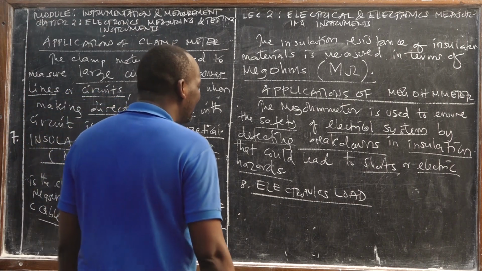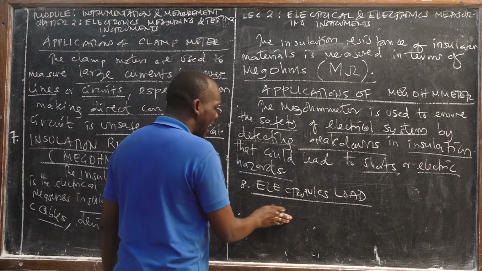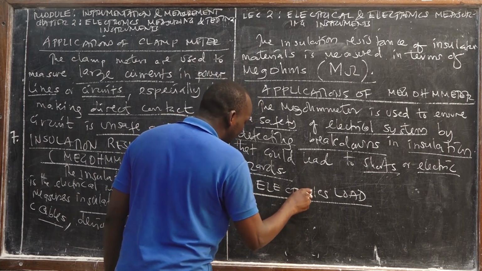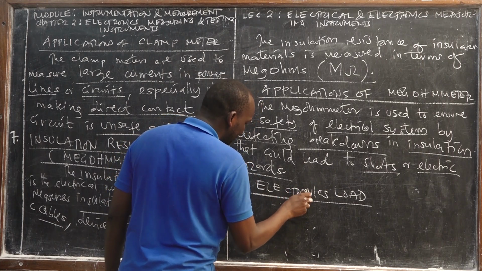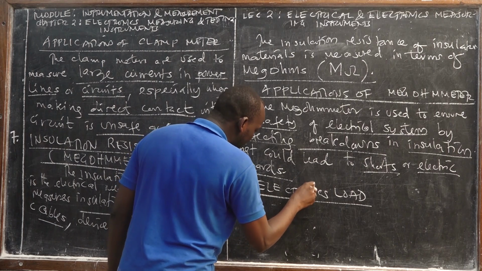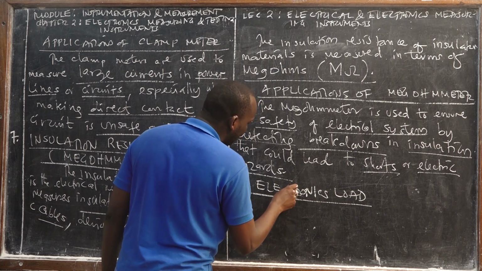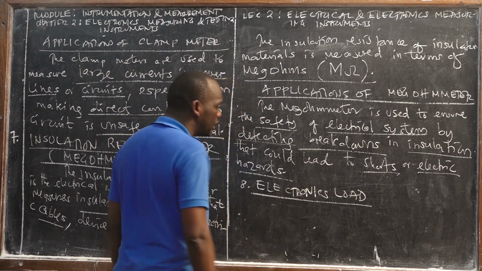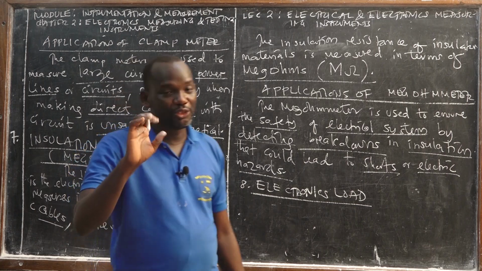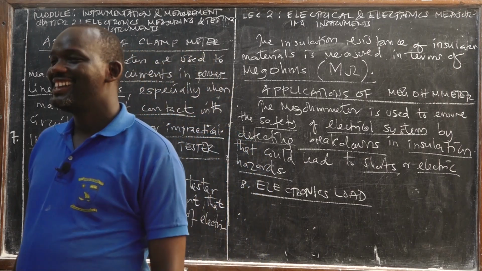Say electronics load. Emmanuel, now the distance between the upper copper and lower copper of Emmanuel's eye previously was negligible. Now it's some few centimeters.